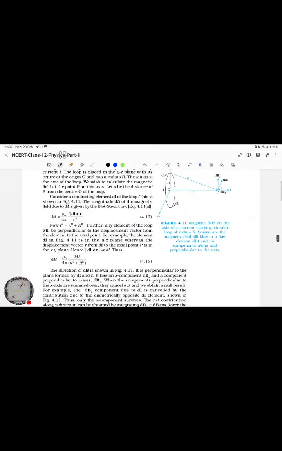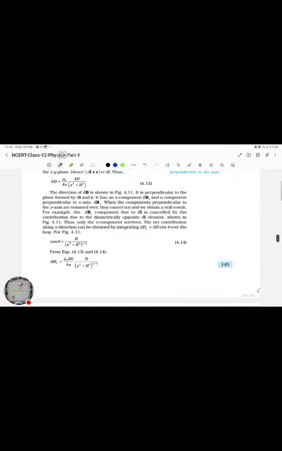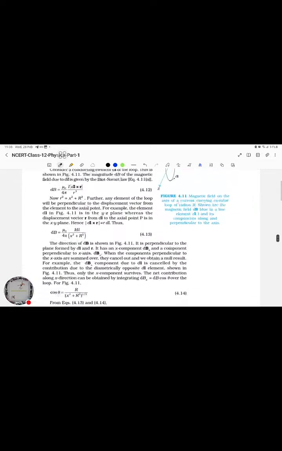So the differential magnetic field produced will be equal to mu naught by 4 pi times I dl by x square plus r square, and we'll consider only the cos theta components. What's the value of cos theta? I'm sorry, my mistake. It turns out to be r divided by the root of x square plus r square.